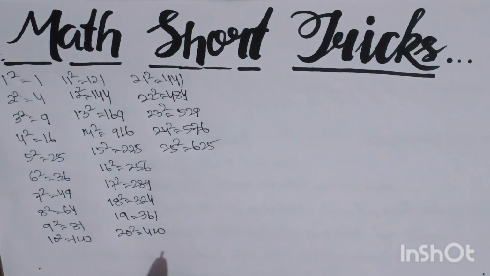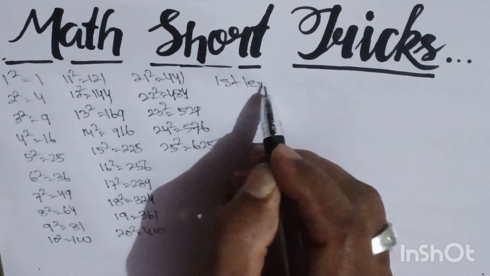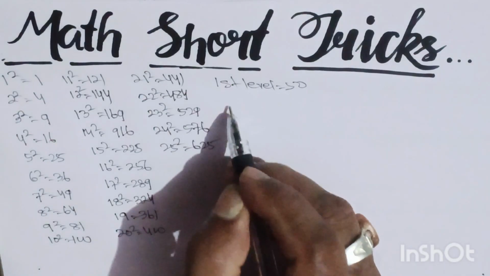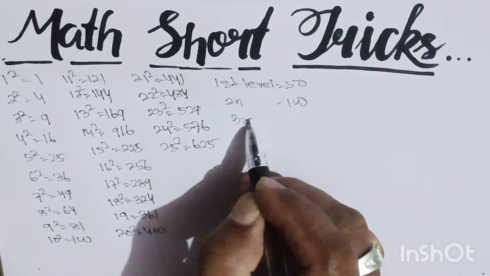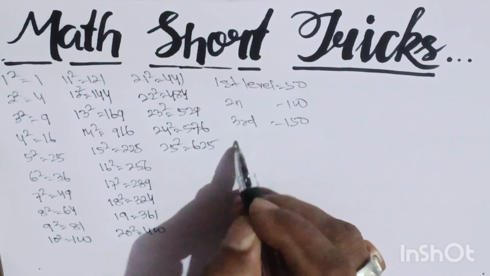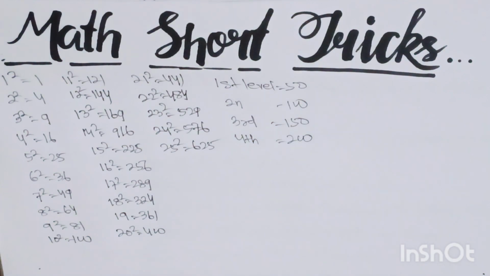Then you have to remember the levels of the number, or the basic levels. There are several basic levels in differences of 50. The first level is equal to 50, second is equal to 100, third is equal to 150, fourth level is equal to 200, like this. In a 50 difference, you get one level.